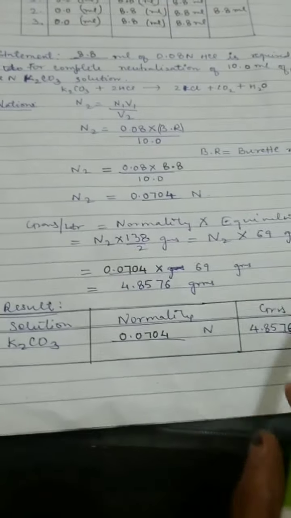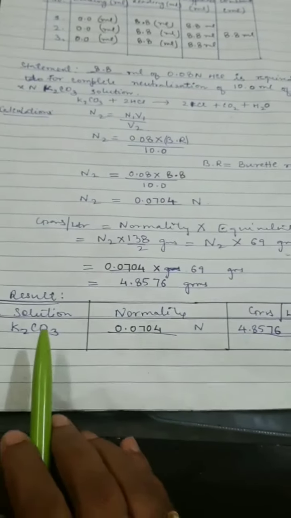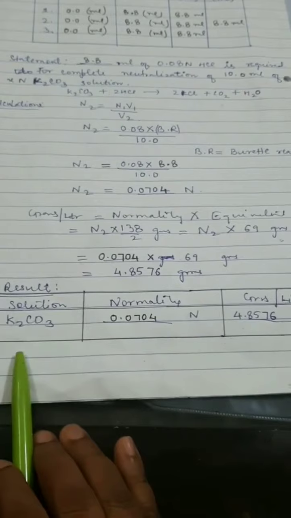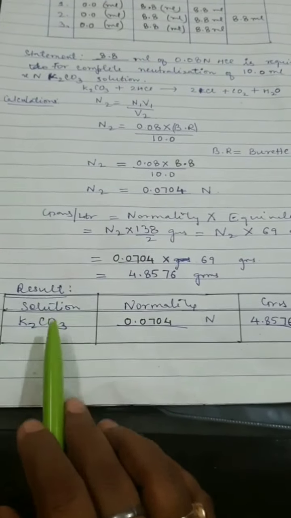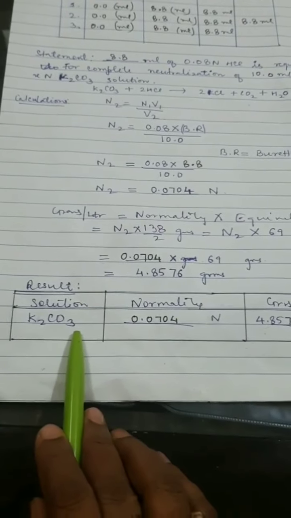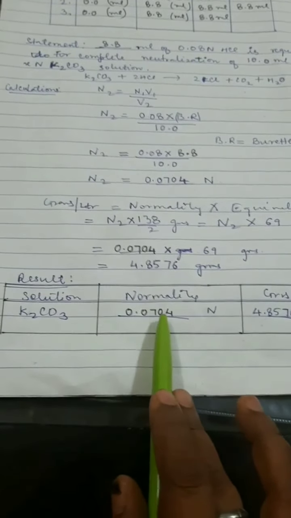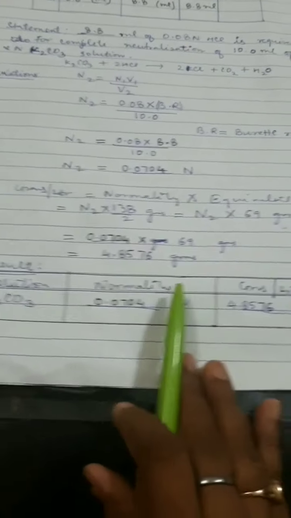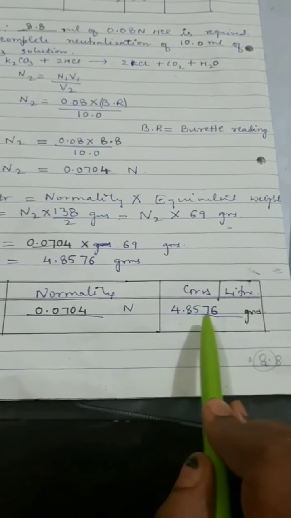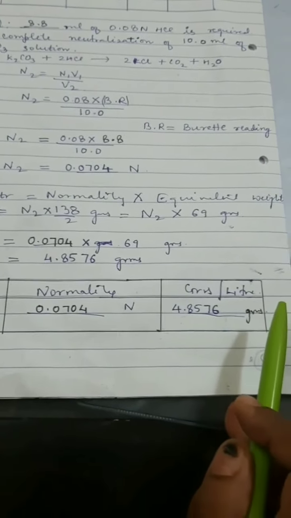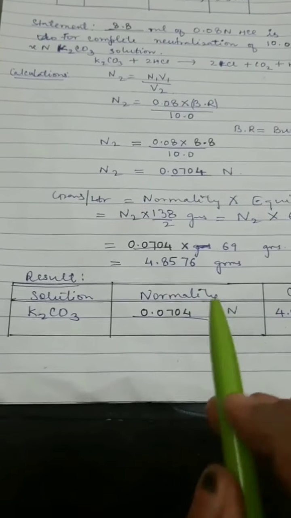So what will be the result? After doing all this practical, this experiment, you will make a table like this. In this first column, the solution is K2CO3. So the normality of the solution K2CO3 is 0.0704 normal. Then its strength is 4.8576 grams. So this is the result of this experiment number 7.